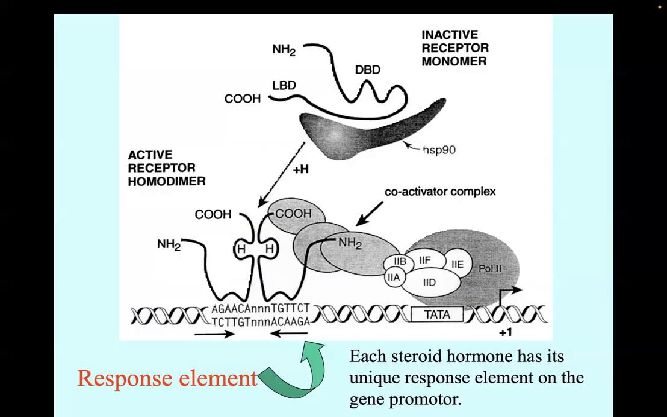Here's RNA polymerase with all of its accessory factors. So this case for the steroid hormones involves coactivation, and the dimer is a homodimer, identical subunits, and the response element is palindromic. Now let's take a look at something else.